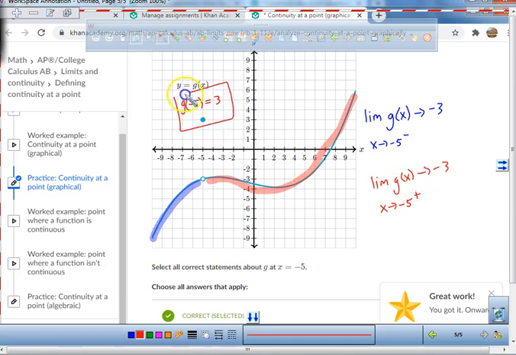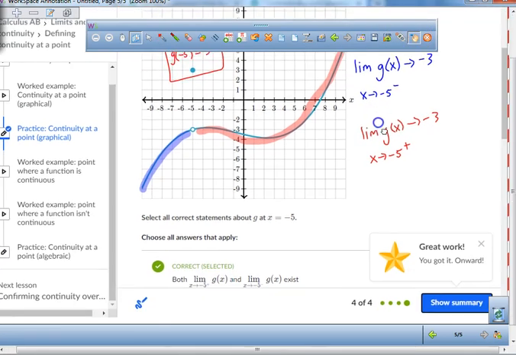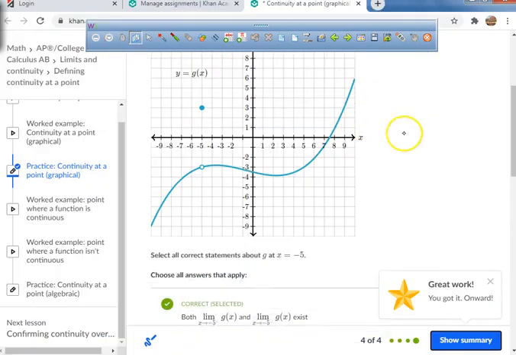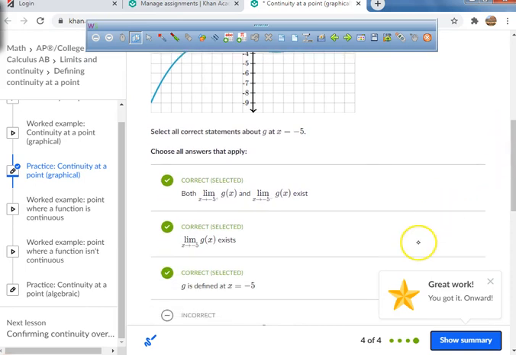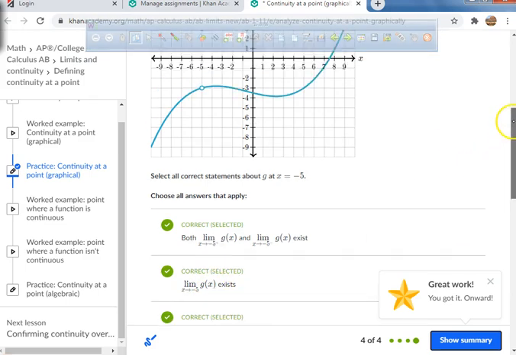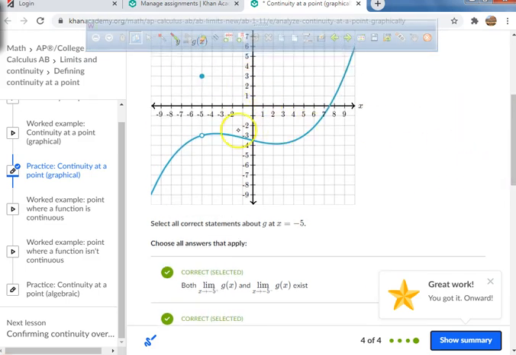But it's defined. This is the only point that it's defined at -5. It actually is defined at a 3. So that's where it kind of gets a little bit tricky. And I'll look at the answer choices so you can kind of see. So that's what you got to be careful of, okay? So there is a limit that exists, but the limit is actually not at 3. The limit's at -3, all right?